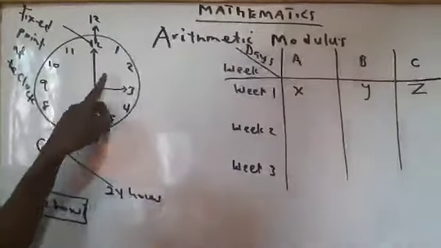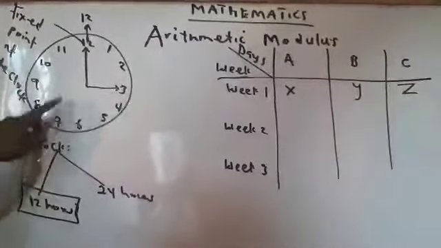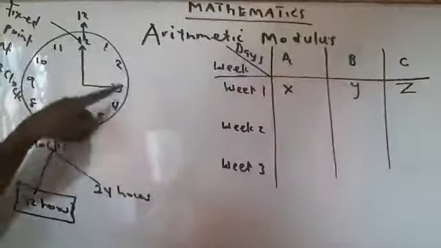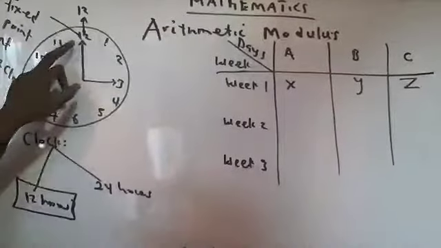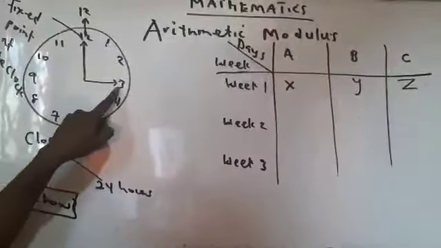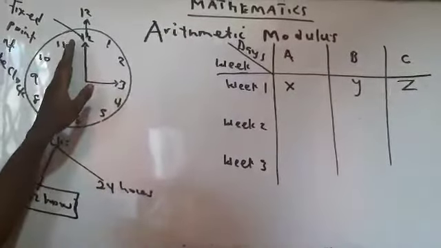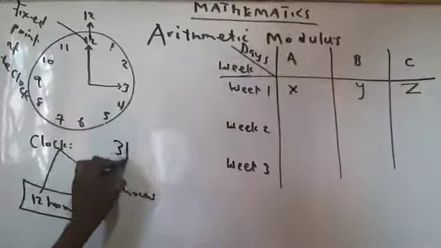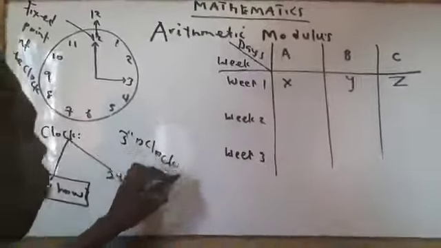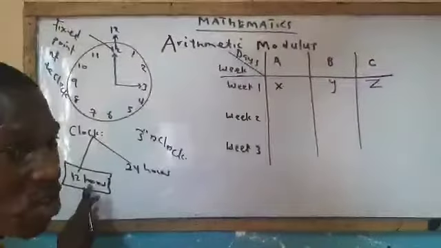Now, when the clock moves and it gets to 12, which is the fixed point, it takes the movement again. Now, let's take a look at a typical example of it. Now, this clock points at 3 o'clock. It is 3 o'clock when the modulus is fixed as 12.